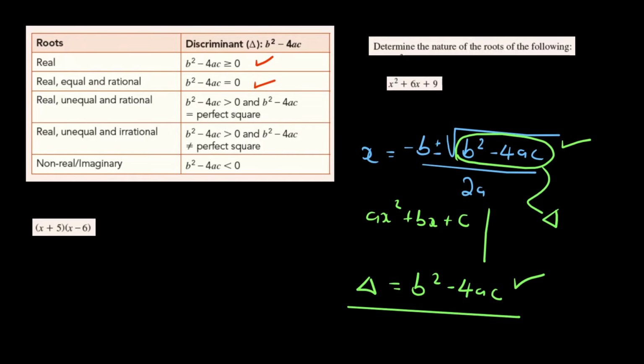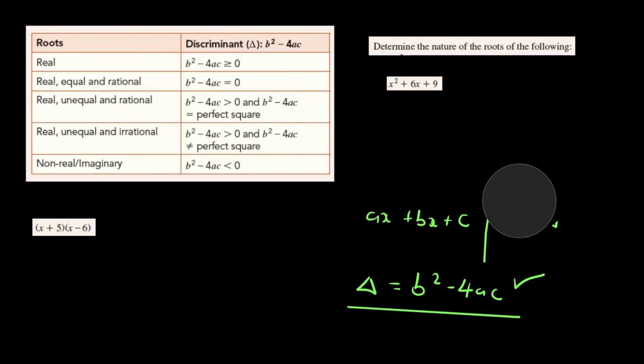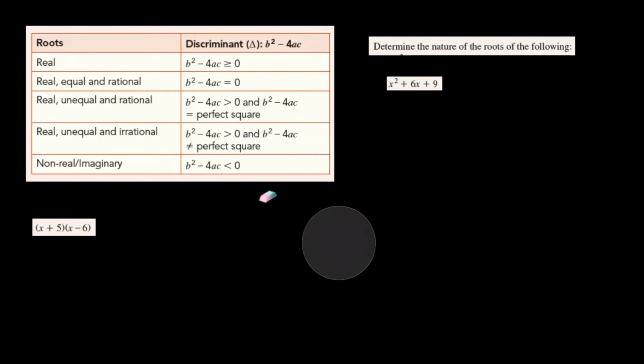A perfect square is 4, 9, 49, and so on and so forth. And real, unequal, and irrational, it's greater than 0 and not a perfect square. And non-real, imaginary, it's less than 0. So memorize this table and understand it. So let's go and try and tackle some questions. We start with basic questions and we'll build up our knowledge as usual.